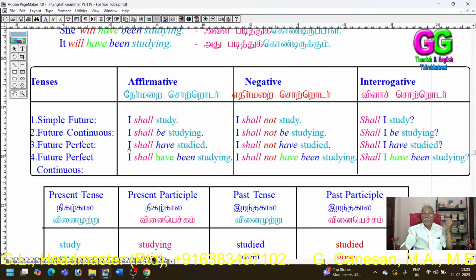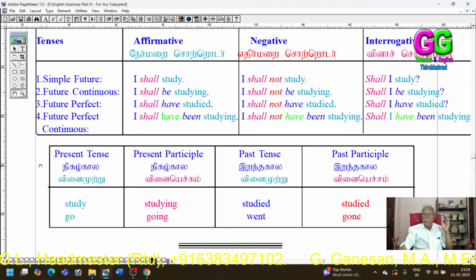Then simple future perfect. I shall have studied. I shall not have studied. Shall I have studied? Interrogative form. The future perfect continuous. I shall have been studying. I shall not have been studying. Shall I have been studying?